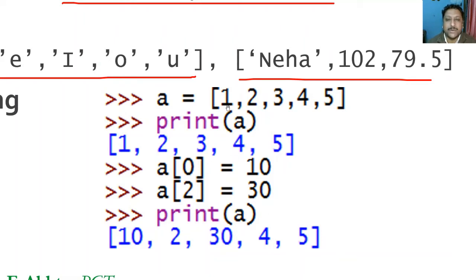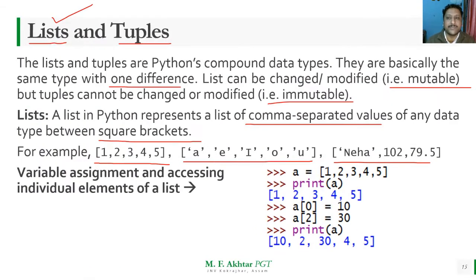Here we want to change the value 1 to 10, so we have given a[0] equals 10, and a[2] we want to change to 30, so we have given 30. Then we print a, and it is displayed like this. The first number 1 is changed to 10, the second one is the same, and the index number of the third one is 2, so 3 is changed to 30. Then 4 and 5 are the same. So individual elements can be changed in a list.